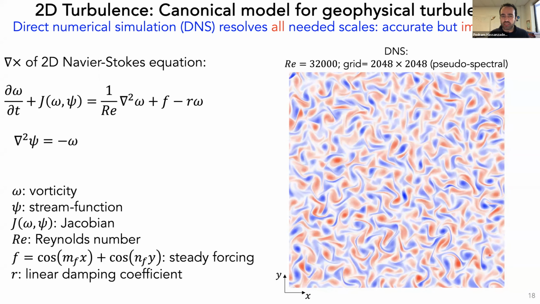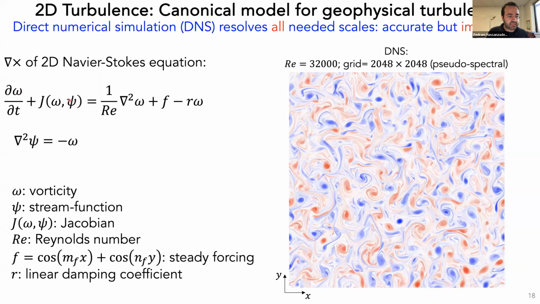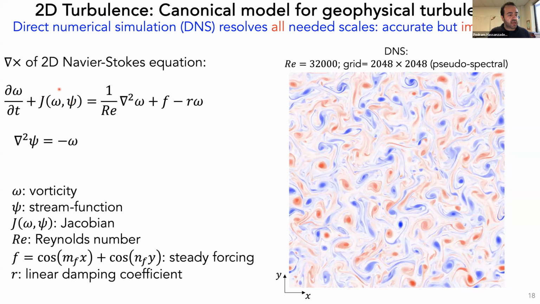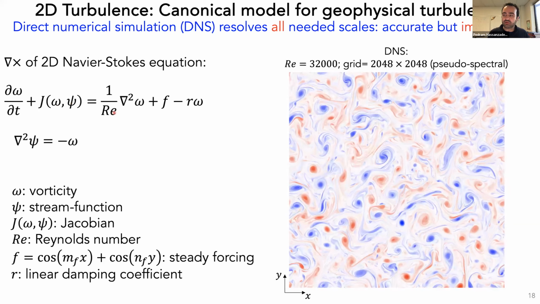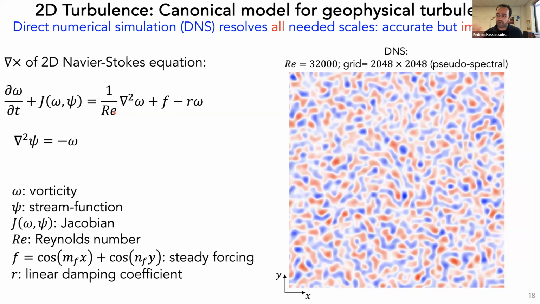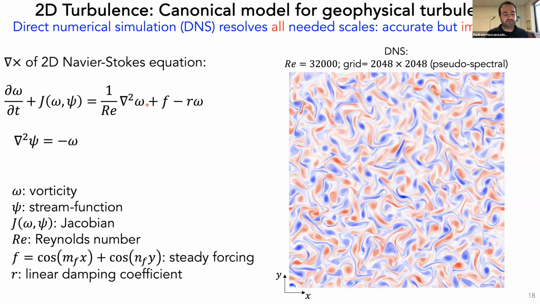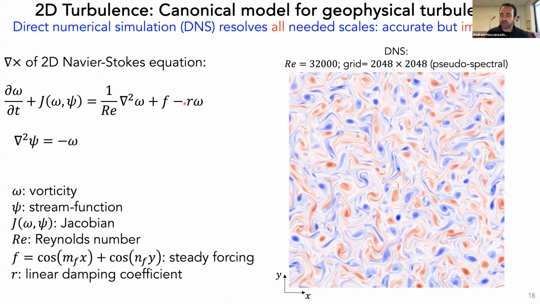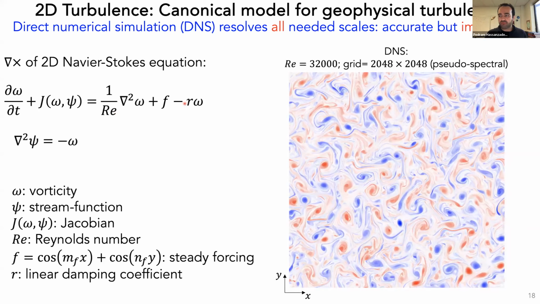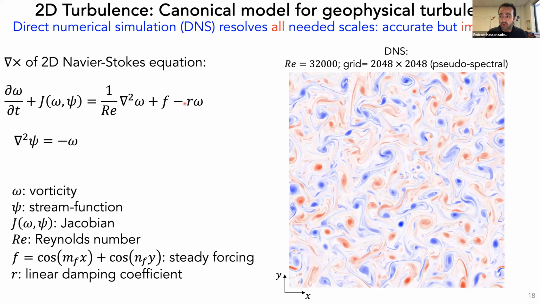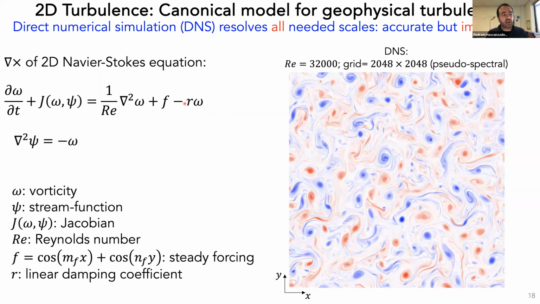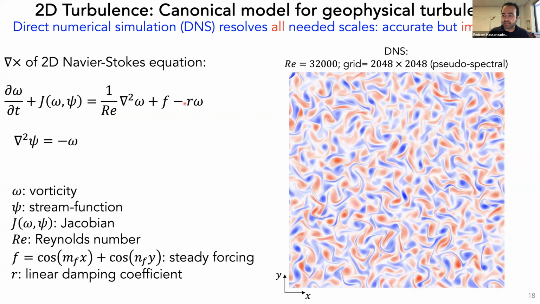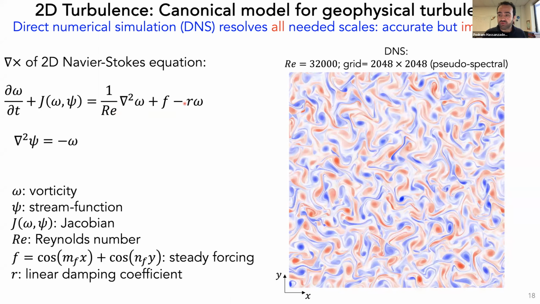So the equations are shown here. This is basically the Navier-Stokes equation. Omega is vorticity, psi is the stream function. This is the nonlinear term, the Jacobian. The Reynolds number is a parameter that would tell us how turbulent the flow is, and we can have forcing and damping. Now, at a modest Reynolds number with enough spatiotemporal resolution, we can actually solve these equations numerically without any more simplification. And we call that direct numerical simulation, or DNS, and we treat these as the truth.